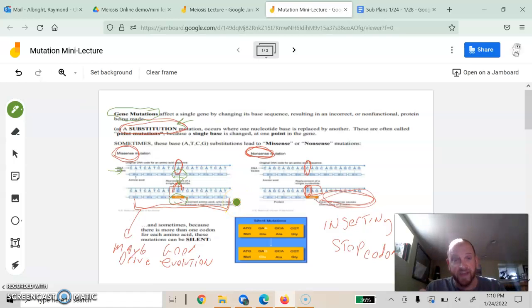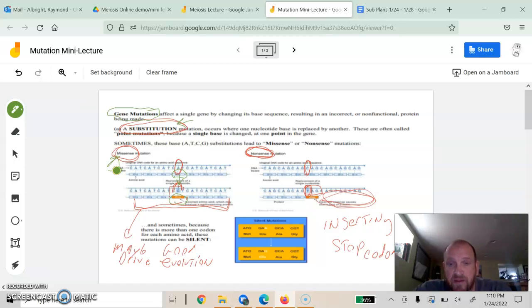Now, this, which is called a missense mutation, could be good. It could drive change. It could make the protein work better or do something different that's valuable. Or it could create a problem where suddenly this protein does not work the way it is supposed to. And so this could be good, could be bad.